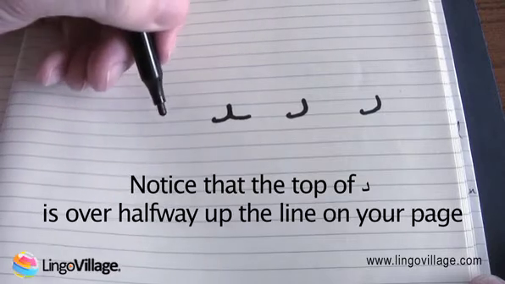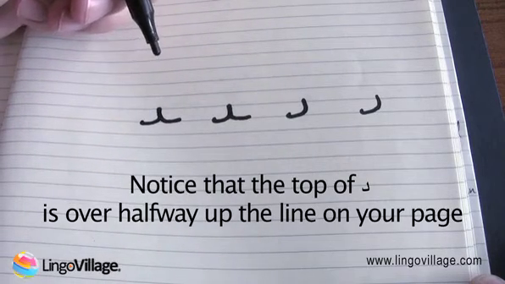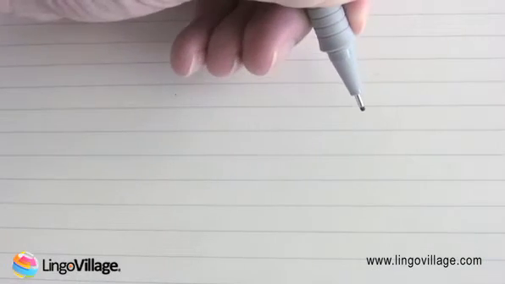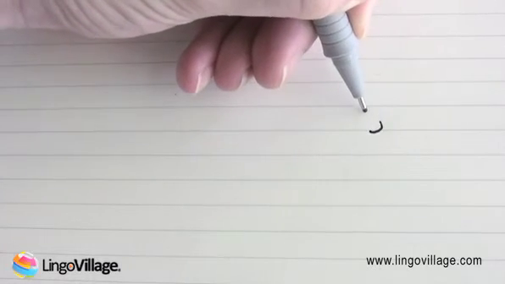Notice that the top of dal is over halfway up the line on your page, unlike many other letters we're about to encounter. In its first position, we can look at a word like da. It's pronounced da. Da means this.